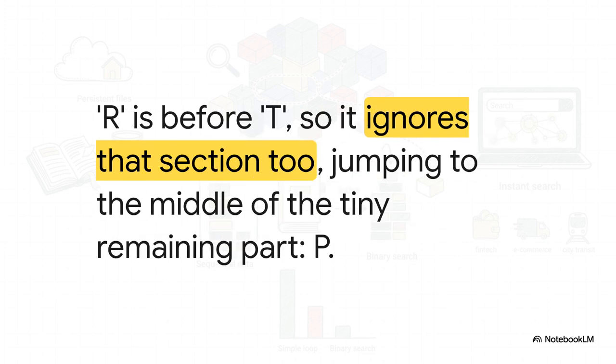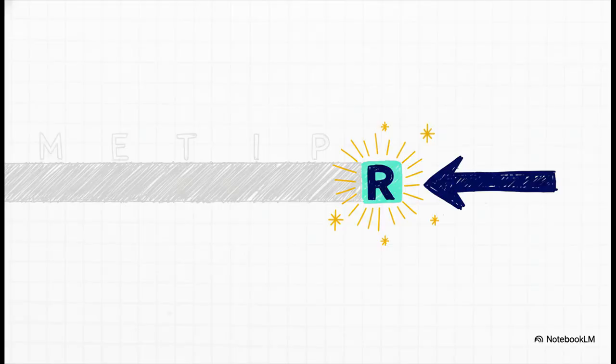Okay, now it sees that R comes before T. So what does it do? It throws away that whole second section. It's just zeroing in, jumping to the middle of the tiny little slice that's left, P. Just a couple more of these quick little hops, dividing the tiny space that's left each time, and bam, it lands right on R. It's just so much faster.